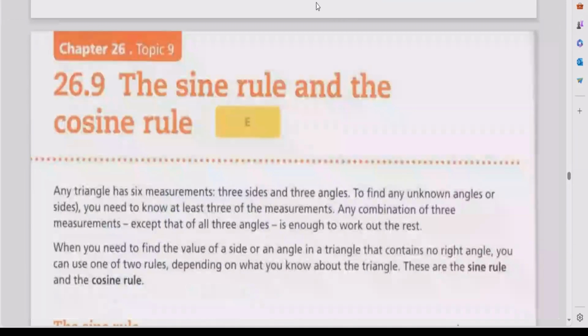Now our today's topic is the sine rule, which is exercise 26.9 of the Collins book. So let's start the lecture.